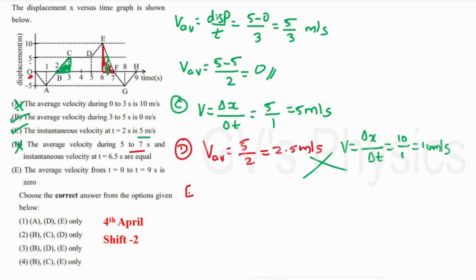And last one, we'll check E. The average velocity from time t equal to 0 to time t equal to 9 is 0. Average velocity, we'll find displacement by time. At time t equal to 0, the position is 0. At time t equal to 9 seconds also, the position is 0. So the displacement goes to 0. So the average velocity also 0. So E is correct. So B, C and E are correct statements. So B, C and E, option 4 is the right answer.